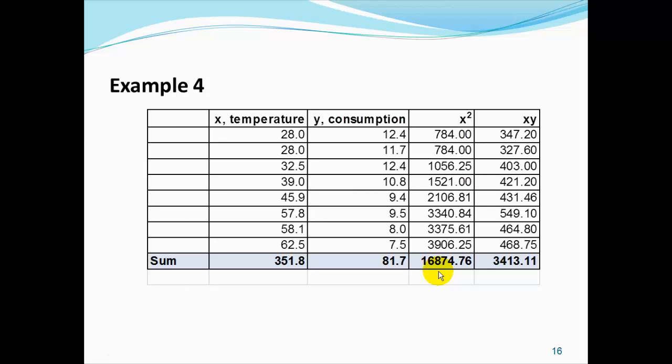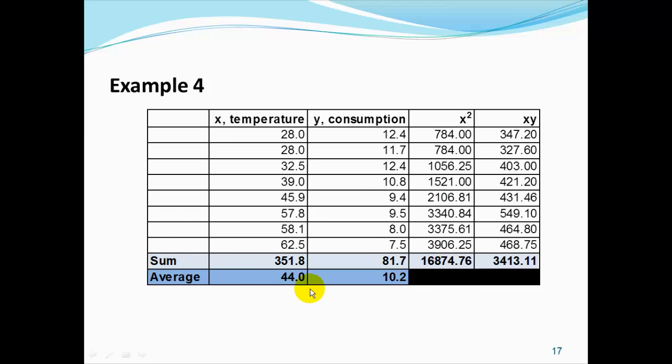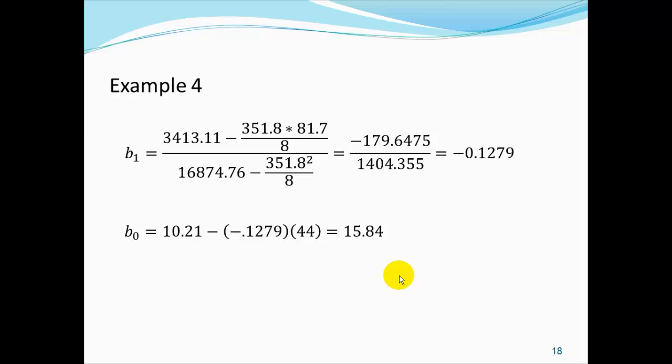Next, we sum all of our columns, and then we take the average of our first two columns in order to compute the average x value and then the average y value. Now that the table is complete, we can begin filling in everything that we need to compute our B1 and B0 values.